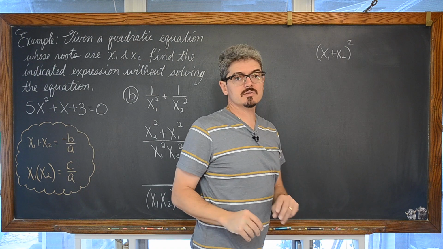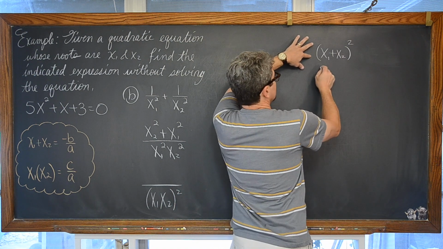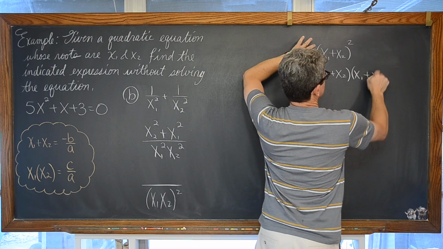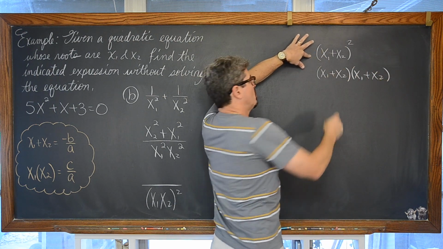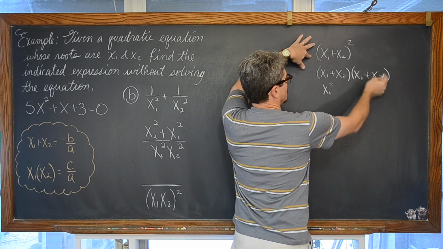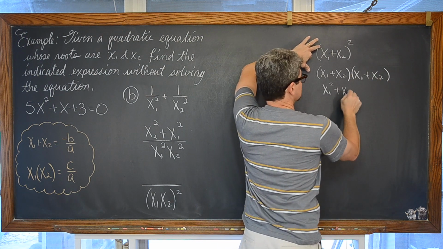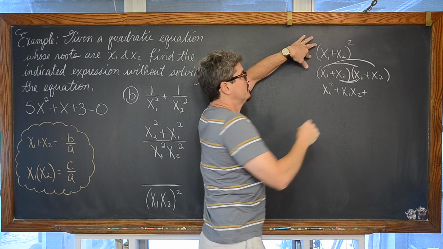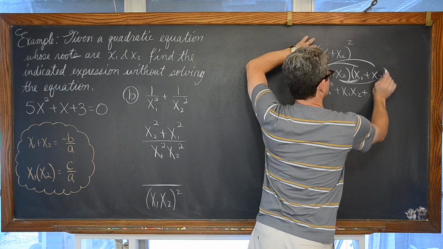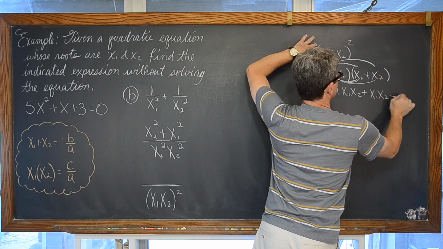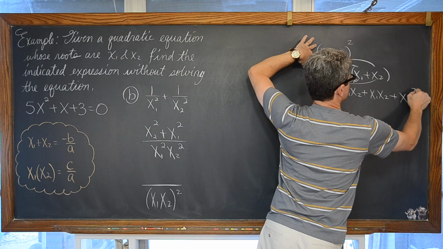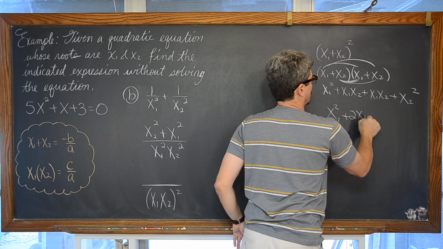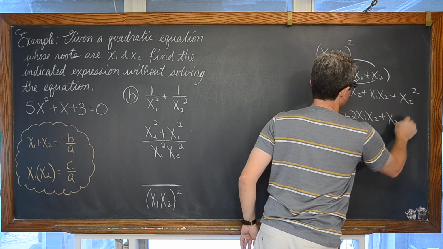If I expand this binomial out, we're going to get x sub 1 plus x sub 2, x sub 1 plus x sub 2. X sub 1 times x sub 1 is x sub 1 squared. X sub 1 times x sub 2 is x sub 1, x sub 2. Another x sub 1, x sub 2. And then x sub 2 times x sub 2 is x sub 2 squared. So x sub 1 squared plus 2 x sub 1, x sub 2 plus x sub 2 squared.